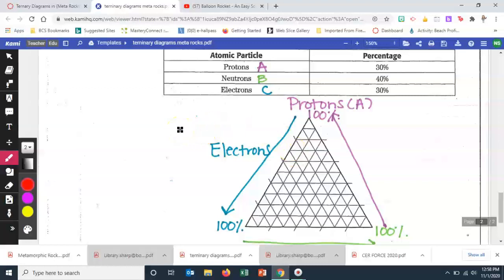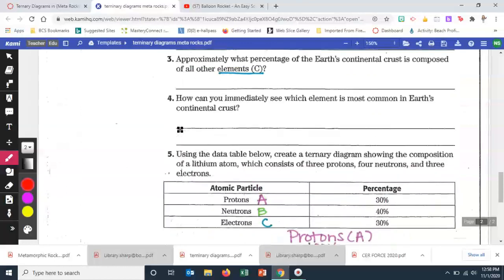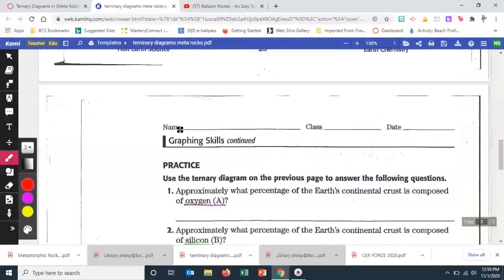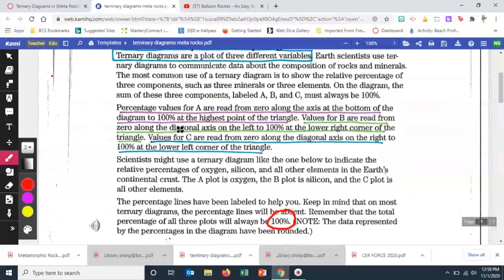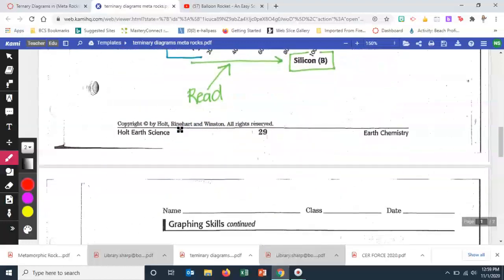We will see this quite a bit in the next couple of days, as well as you will see it on a test. So hopefully this was helpful. Once again, ternary diagrams, always wanting to equal up to 100%.